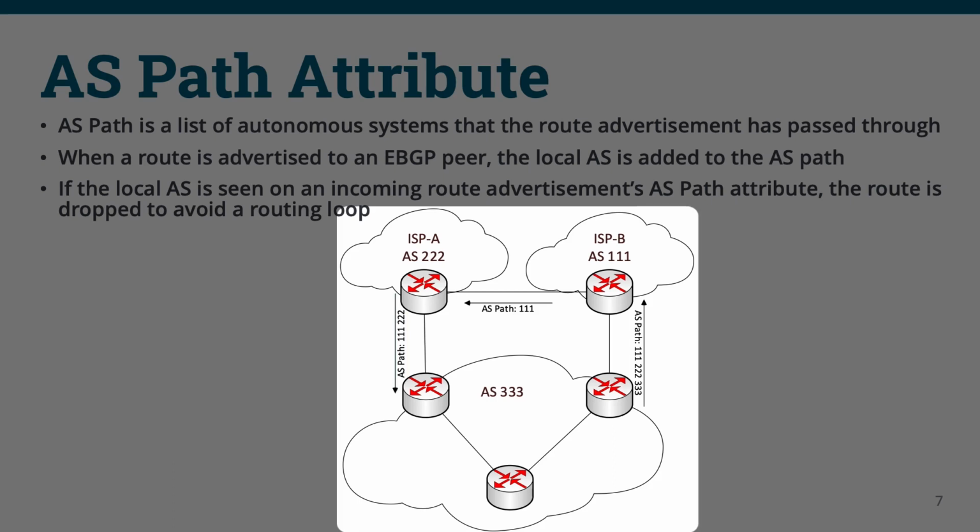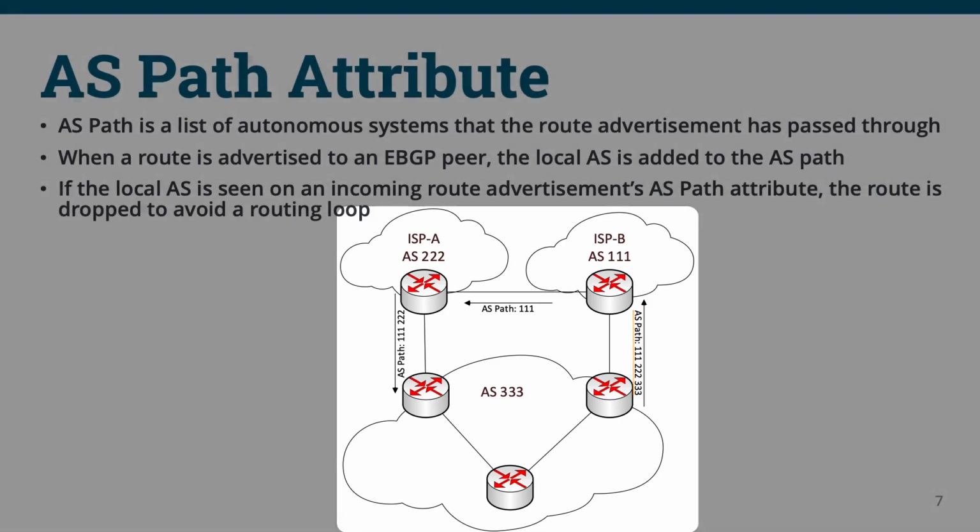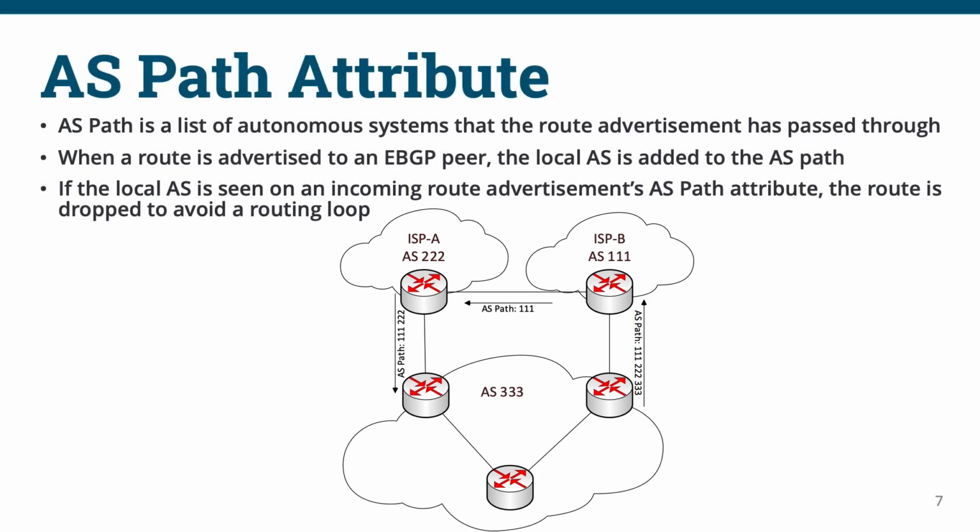If the enterprise advertises the route to ISP B again, it will include its own ASN in the AS path, so it'll have three entries now: 111, 222, and 333. The AS path, however, is used as a routing loop prevention mechanism. Since ISP B should not see its own route advertisement as being accessible through our enterprise, if a BGP-speaking router sees its own ASN in the AS path attribute, then the route advertisement is dropped to prevent a routing loop.